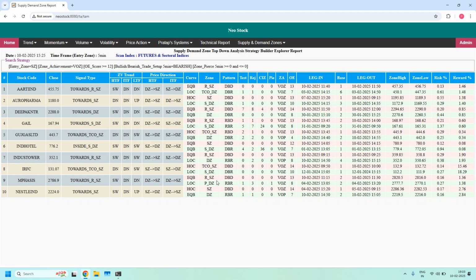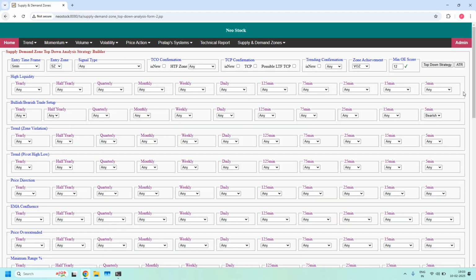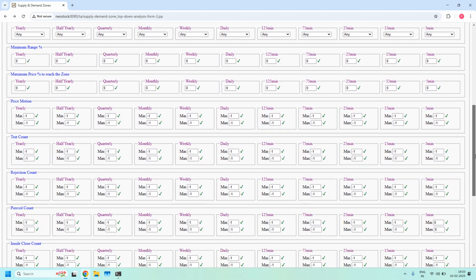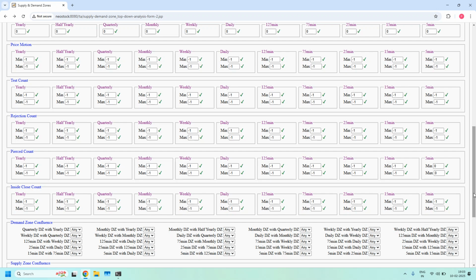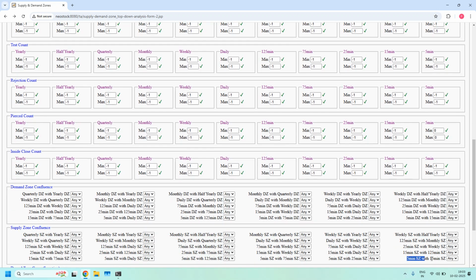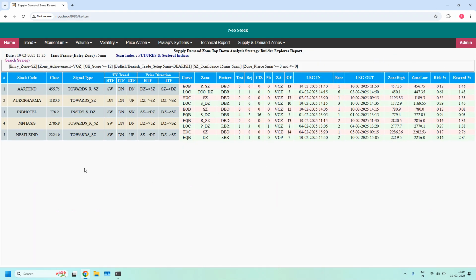First filter is based on LTF and ITF supply zone confluence. Let us verify. That is 5 minute supply zone with 15 minute supply zone confluence. So I am enabling the filter. With this filter, we got 5 stocks. In these 5 stocks, these 5 minute supply zones are overlapped with 15 minute supply zone. And 15 minutes trend is down in all these stocks, ITF trend.